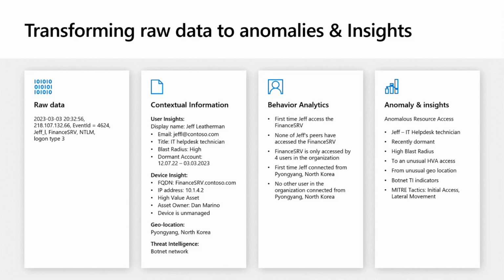So by having the contextual and behavioral information, the SecOps team gets a clear picture. We've identified an anomaly. Jeff Leatherman, an IT help desk technician who was recently dormant, has a high impact on the organization, had an unusual access to the finance SRV, a high value asset or HVA, from an unusual geolocation, in our case, Pyongyang, North Korea, with threat indicators of botnet and more. We have gone from raw data to an anomaly and insight.